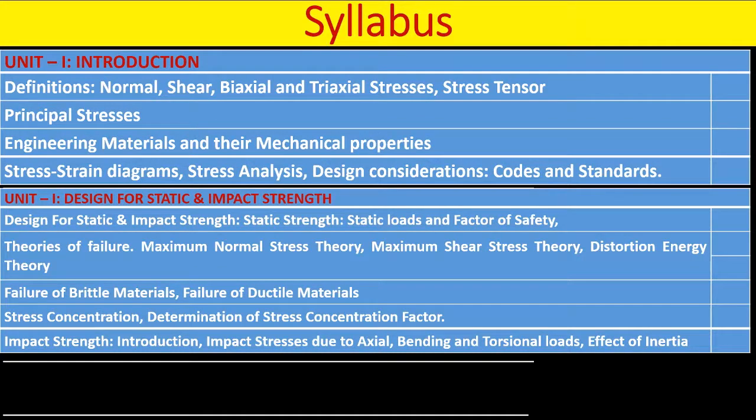In second chapter, you need to design for static strength and for impact strength if a component is subjected to the static load as well as the impact load. Now design for static and impact strength. So what do you mean by static strength? What is the static load and factor of safety? So next, theories of failure, maximum normal stress theory, maximum shear stress theory, distortion energy theory. Okay. Failure of brittle materials and failure of ductile materials.